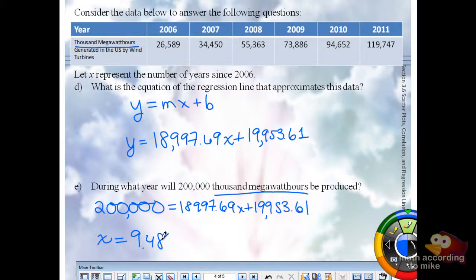So does that mean in the year 9.5, 200,000 megawatt hours were produced? No. They didn't have electricity back then. What year are we talking about? During what year? After 2006. So what's 9 years after 2006? 2015.